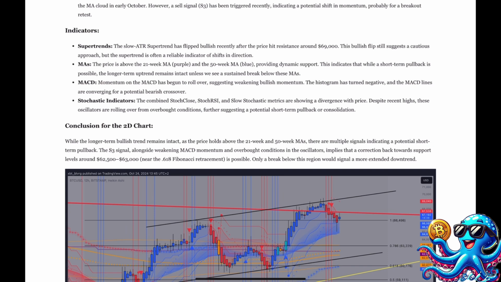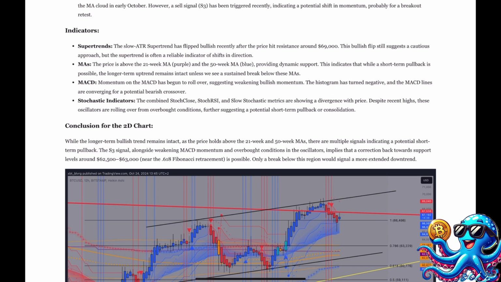Conclusion for the 2D chart. While the longer-term bullish trend remains intact, as the price holds above the 21-week and 50-week MAs, there are multiple signals indicating a potential short-term pullback. The S3 signal, alongside weakening MACD momentum and overbought conditions in the oscillators, implies that a correction back towards support levels around $62,500-$63,000, near the 0.618 Fibonacci retracement, is possible. Only a break below this region would signal a more extended downtrend.